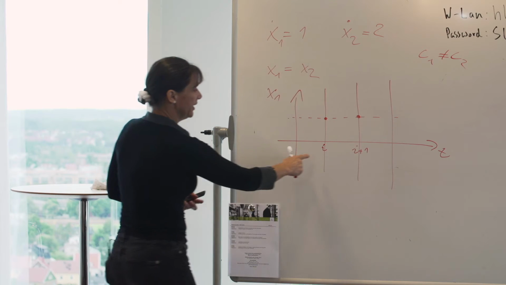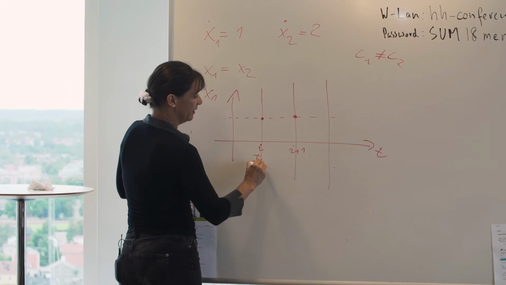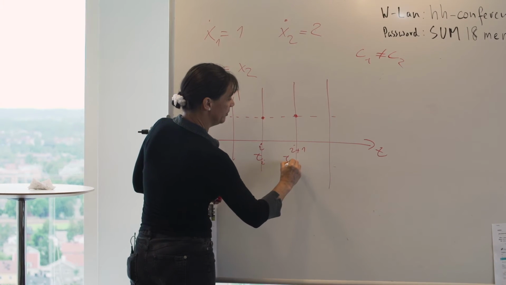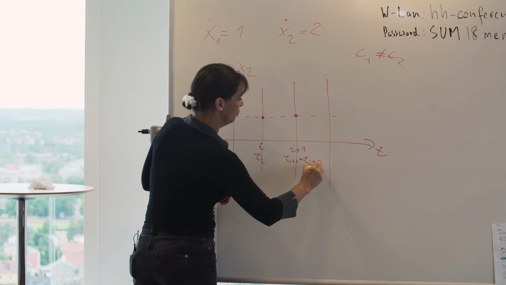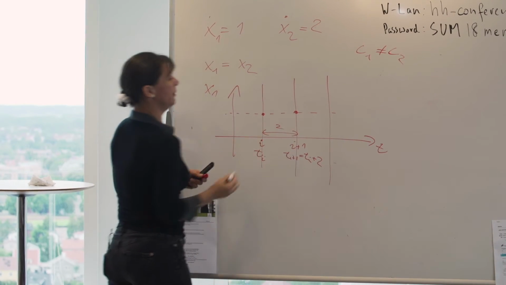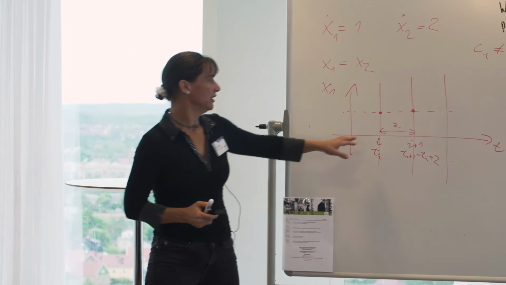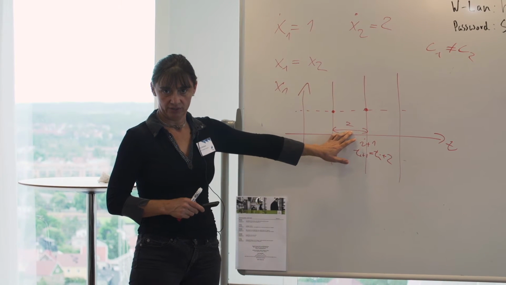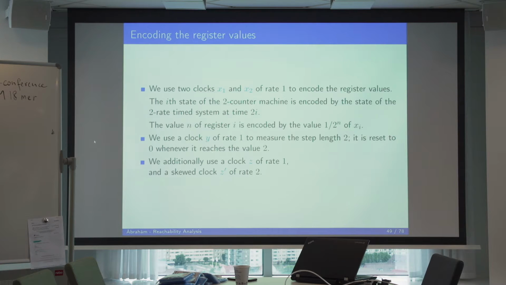And if this is here time point ti, then ti plus 1 will be time point ti plus 2. That means one computation step of the two-counter machine will be simulated by 2 time units. And I take this y to measure these 2 time units. And we will need some skewed clock. So up until now, everything has rate 1, so it's a timed automaton. We use another clock set of rate 1, and here set prime is a clock of rate 2. This makes the problem undecidable.